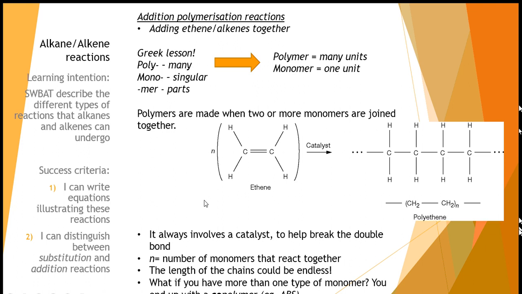Like I said before, the n tells you the number of monomers. Okay, and that could be 10 if you wanted. You'd make a very small chain, but you could have 10. It could be 10,000. And then you start making strands of plastic, because plastic is a form of polymer. And the length of the chain could be endless. As long as you have enough ends, you could have enough length.